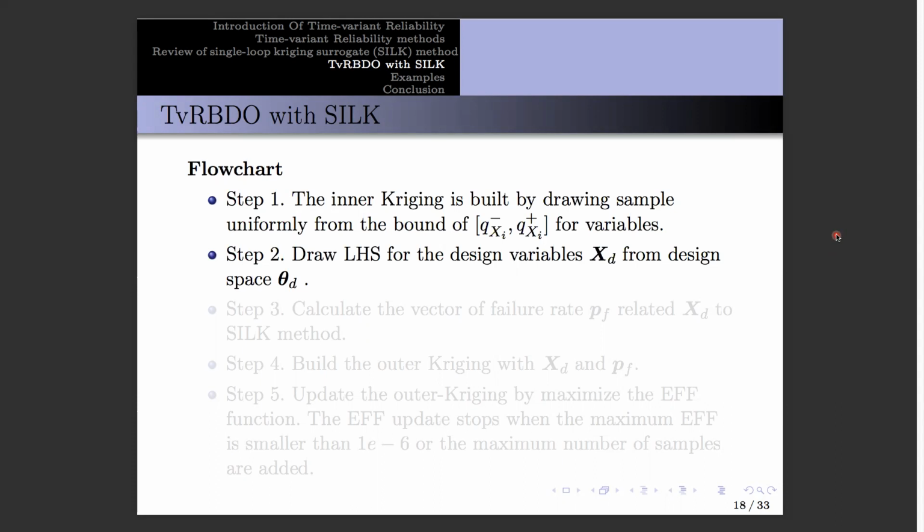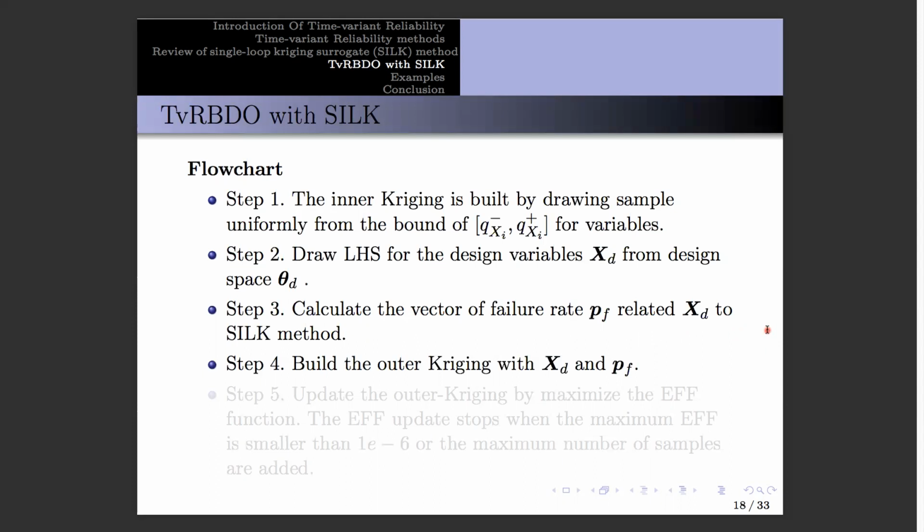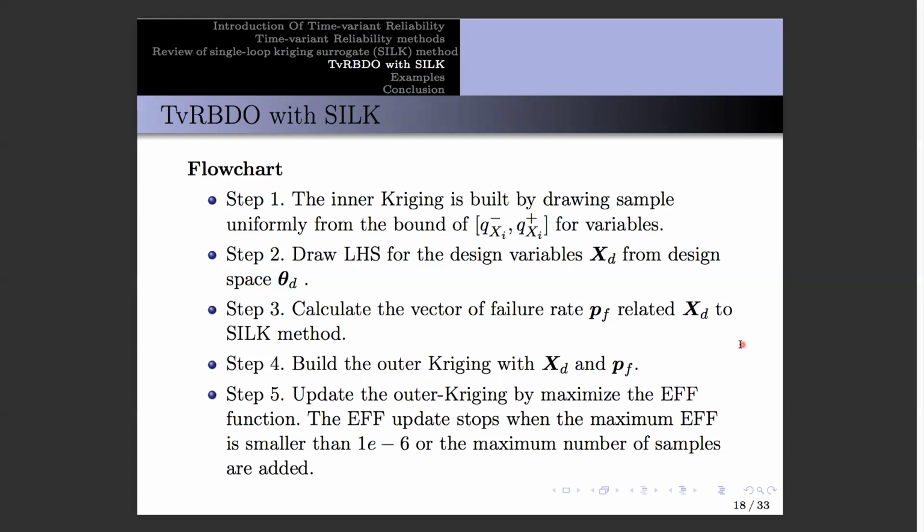Then we will draw a Latin hypercube sampling for the design variables x from the design space. Then we will calculate the vector of failure rate PF related to the SILK method. Next step is to build the outer Kriging with x and the failure rate PF coming from the last step. Then we need to update the outer Kriging by maximizing the EFF function mentioned in the previous slide. The EFF function update stops when the maximum EFF is smaller than a criterion. Here we fix it at 10 to the minus something, that is small enough, and the maximum number of samples are added.